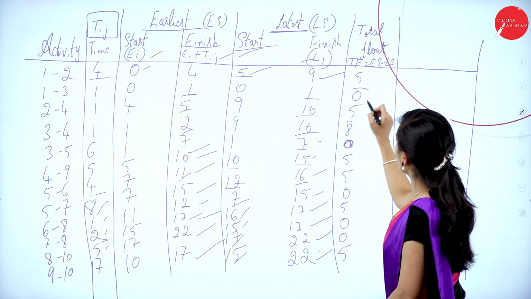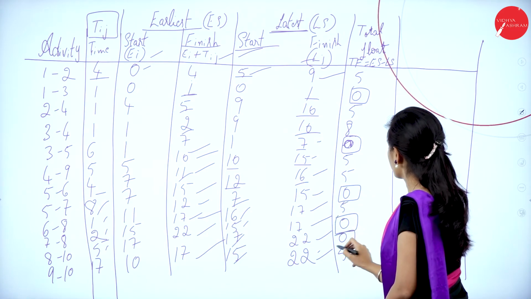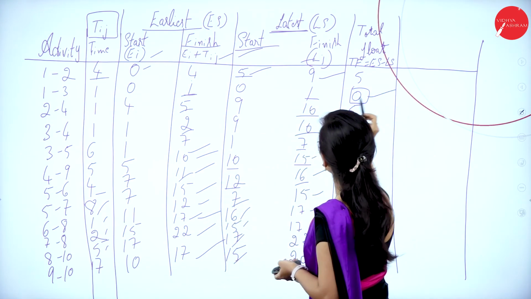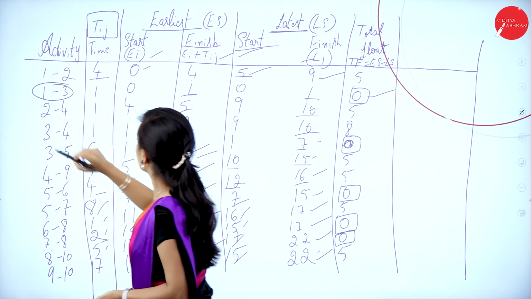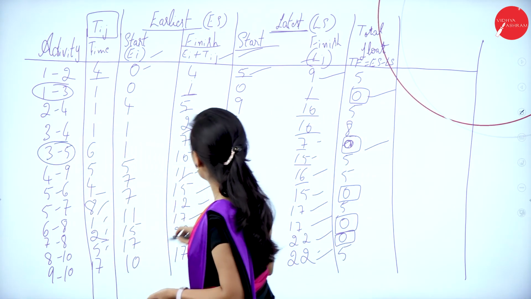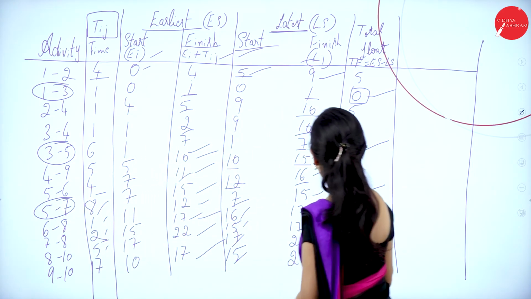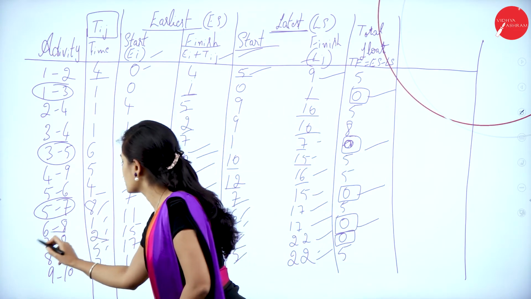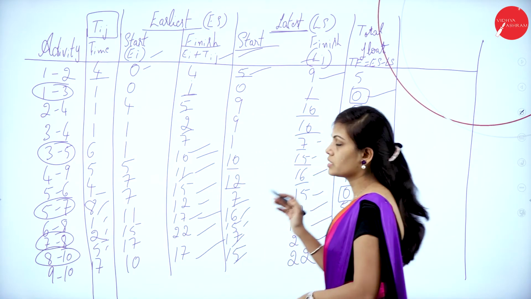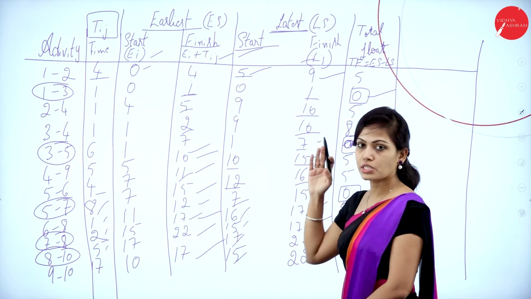So wherever you got the 0, you just mark these zeros here. So you just mark all the zeros, that is called as critical path. So this 0 comes under 1 to 3 and this 0 from 3 to 5 and this 0 from 5 to 7 and this 0 from 7 to 8 and this 0 from 8 to 10. So this is called as critical path. So here wherever you got the 0, that is your critical path.